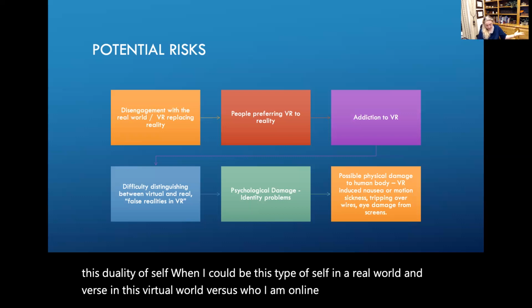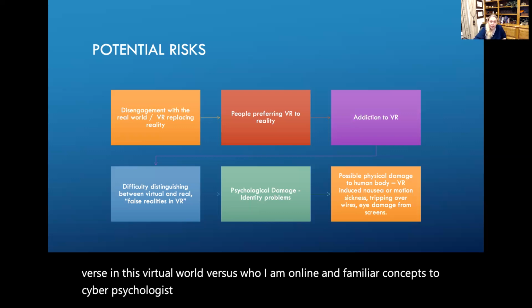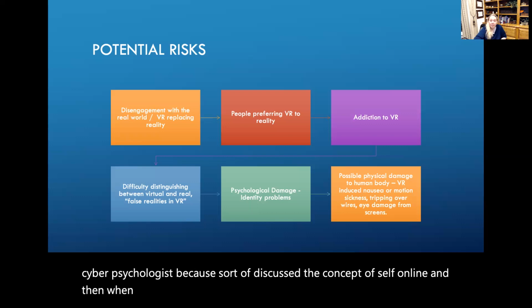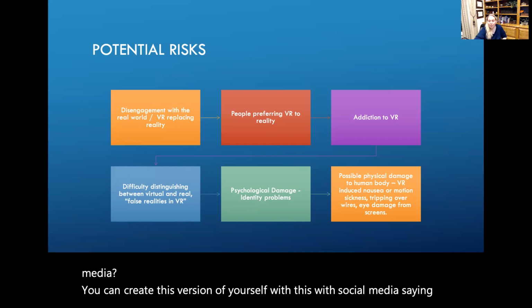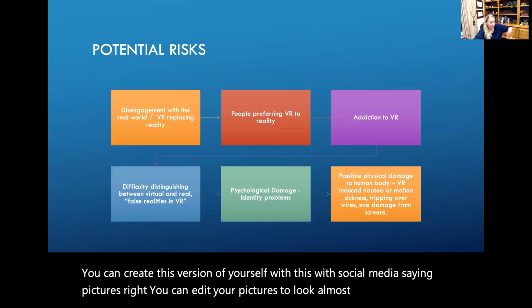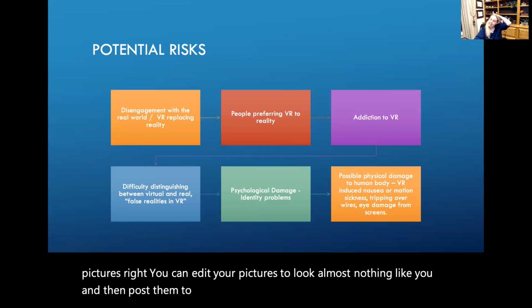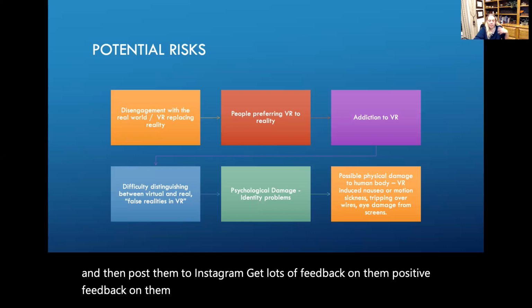And familiar concepts to cyber psychologists, because I'm sure we've discussed the concept of self online, and that when you put yourself online, virtual reality or just simply social media, you can create this version of yourself. With social media, say in pictures, right? You can edit your pictures to look almost nothing like you, and then post them to Instagram, get lots of feedback on them, positive feedback on them. But is that you, or is this actually this image of yourself that you've put out there?